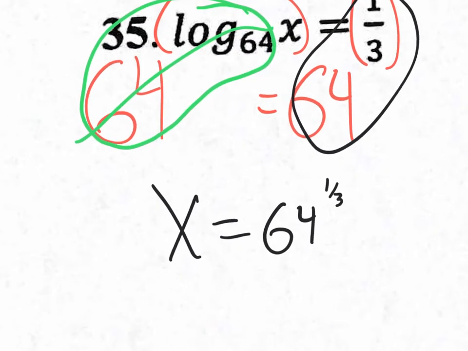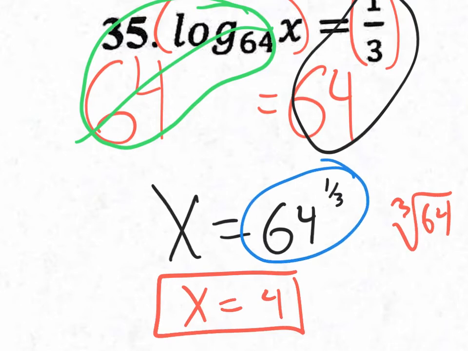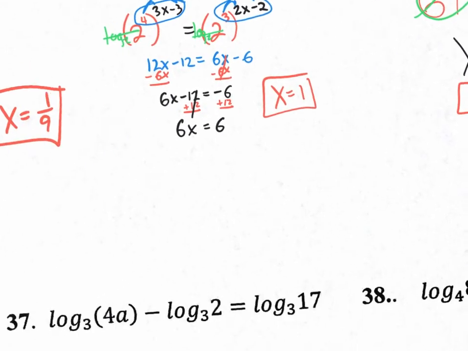And you could do that on a calculator, or you could do it thinking about it. What times itself 3 times gives you 64? That would be the answer 4. 4 times 4 is 16, times 4 is 64. So the third root of 64 is 4. You don't even have to type it in as a third root. You could actually get your calculator and type in 64 to the power of 1/3, hit equal, it'll give you the answer 4. Let's move on to 37.